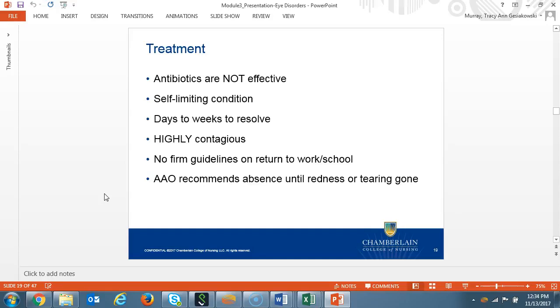Antibiotic drops are not effective, and viral infections are self-limiting, meaning they usually resolve on their own from a few days to a few weeks.